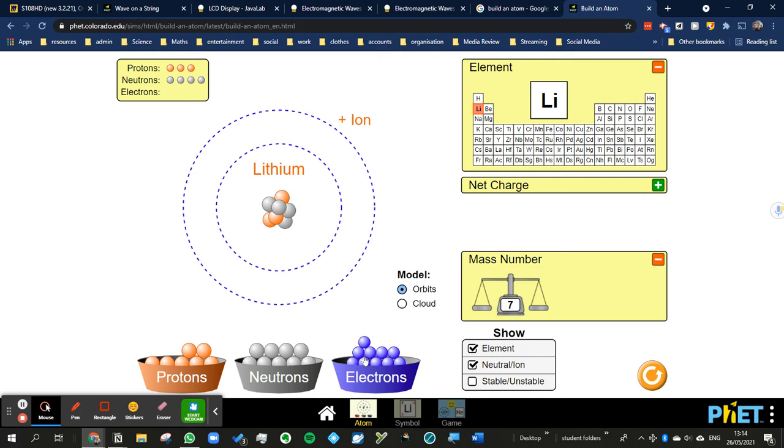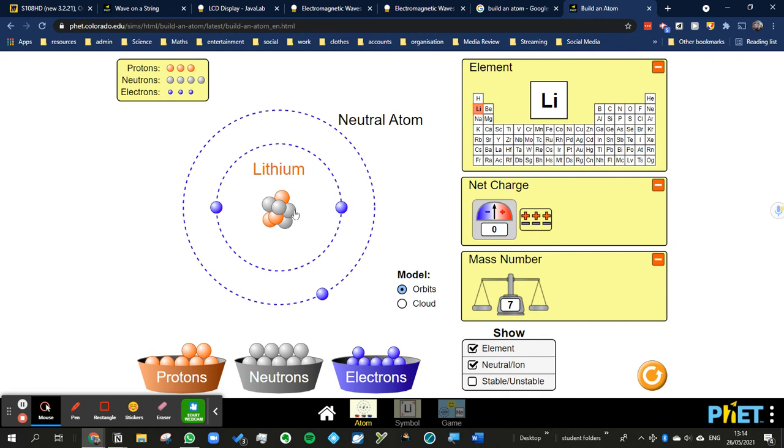Currently, it says it's an ion. If I give it electrons, eventually it will say it's a neutral atom. That's because the protons are positive and the electrons are negative. So when they balance, you have a neutral atom, and when they do not balance, you have an ion. If you have too many electrons, you would have a negative ion, and not enough, you would have a positive ion.